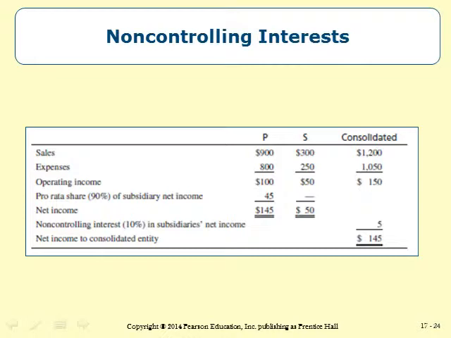And here's an example then of the consolidated income statement with a non-controlling interest. Again, you can see that we combine the income statements of P with the income statements of S to get a consolidated statement, but then we have to reduce the operating income for the non-controlling interest. That's 10% of the subsidiary's net income, and we can see that S, the subsidiary, had net income of $50, so 10% of that is $5, and we reduce the combined operating income by $5 to get to the net income on a consolidated basis.